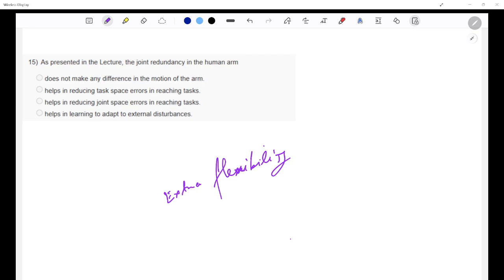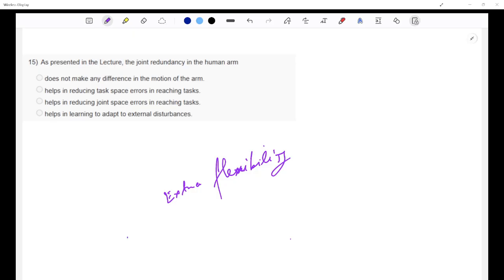So what does this redundancy allow? Redundancy allows the arm to change elbow configuration, redistribute motion among the joints and react to disturbances. So if someone pushes your arm while reaching, you can still reach the target by adjusting the other joints. That's a key idea.